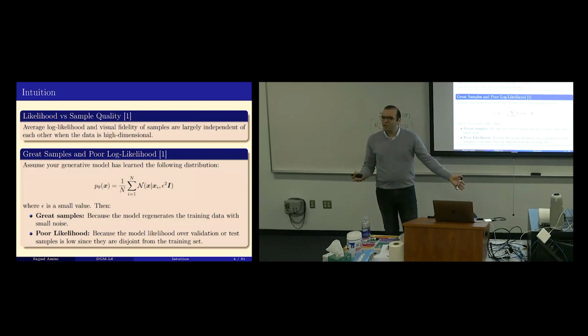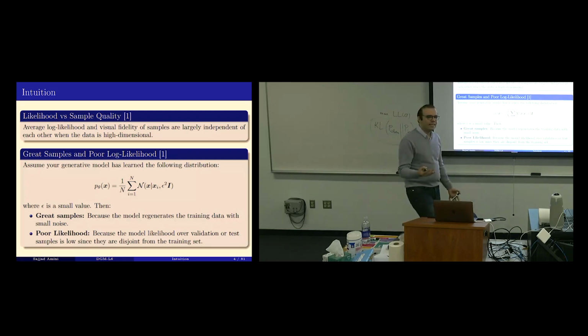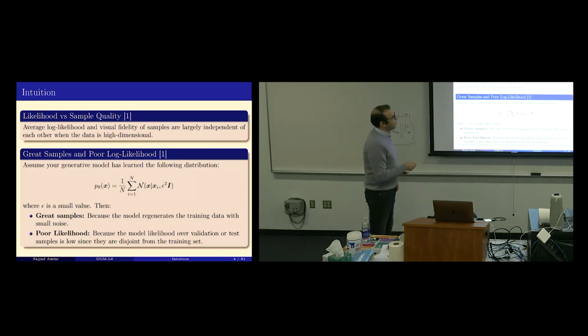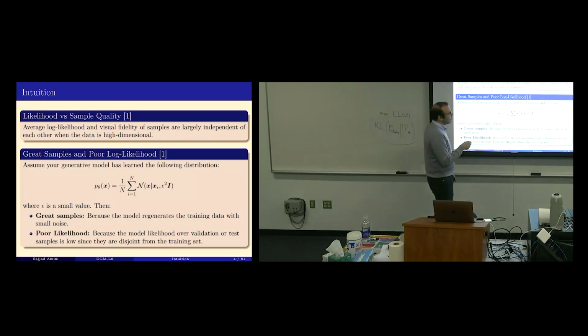Is it clear? So a model that memorizes the training data gives you great samples, but on the other hand gives you poor likelihood over the validation data or in real-world application. This is the example. I assume that the generative model is an average of Gaussian distributions around each of your training data.